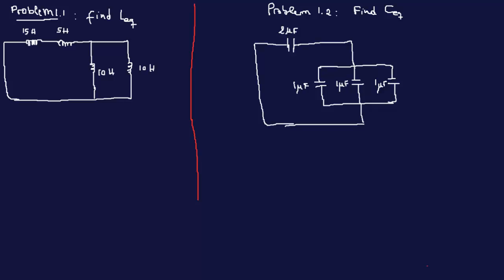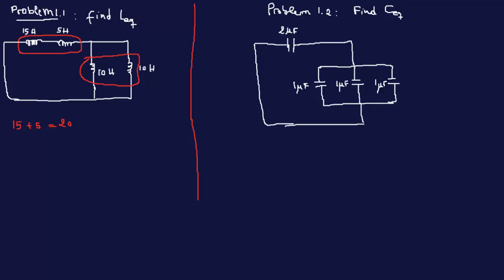So remember that inductors act like resistors when it comes to finding the equivalent resistance. These two inductors are in parallel, and these two are in series. So I'm going to add these two, just like the resistor rule. So we have 15 plus 5.